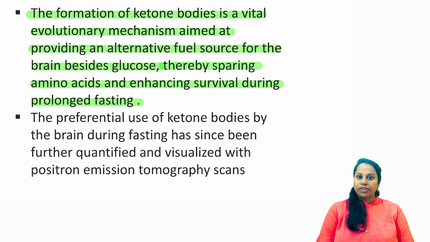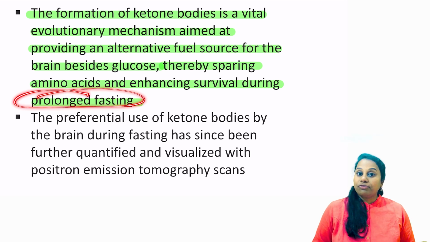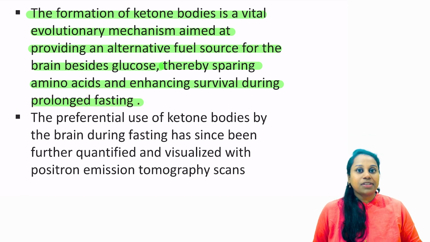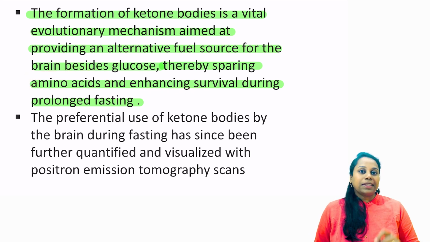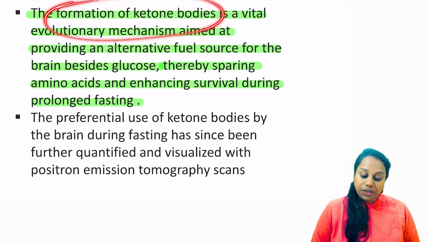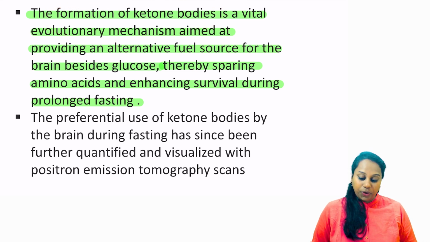So what is starvation? When you don't eat for a long time, that is called starvation. So if there is prolonged fasting state, starvation, you have to take care of the fuel. You also have to take care of your survival. You need amino acids to enhance the survival. And that is why there are ketone bodies which are used as the main fuel source for the brain during starvation. And this has also been confirmed by investigations.